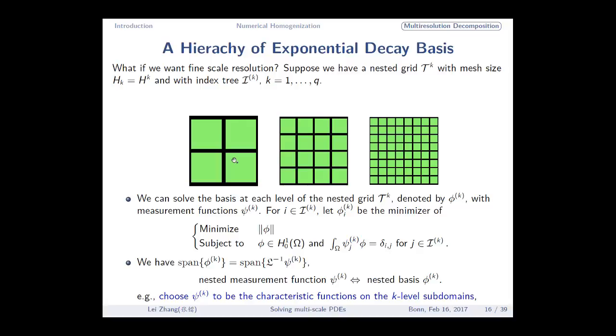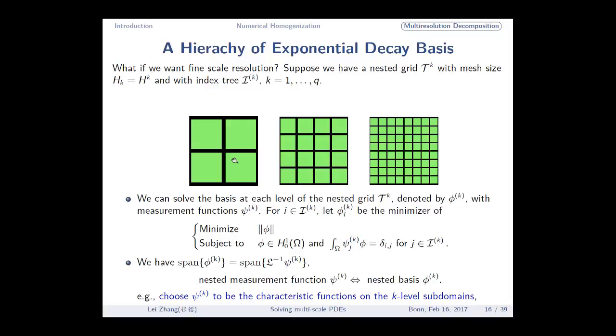So for this 2D example, we can build the index tree. That's a quad tree index, and for 1D you have a binary tree index. For 3D you have an octree. So you have an index tree, that's ik, and we can solve the basis at each level. We denote it by phi k, with the measurement function psi k.